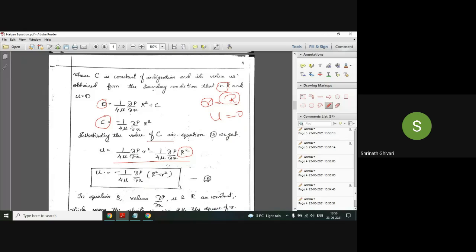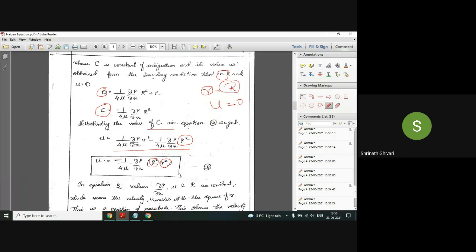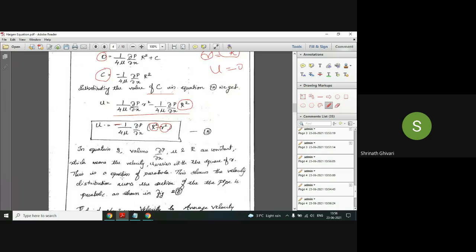So when we take a common of 1 by 4 mu dou p by dou x, it will be r square minus R square. But R square being the larger radius compared to the small r square, so we are taking a negative sign here outside. So it will be R square minus r square. Okay. Now, in equation 3, what is constant? The values of dou p by dou x, mu and R are constant, because R is constant, because the circular pipe, whatever we have taken, its radius will be constant. We are not going to change the radius. Okay, but we can change the radius of the fluid element.